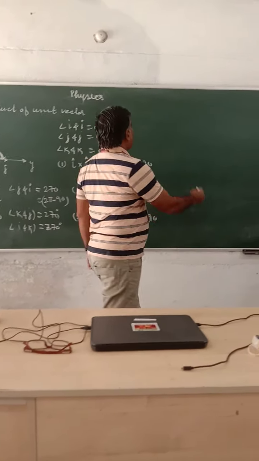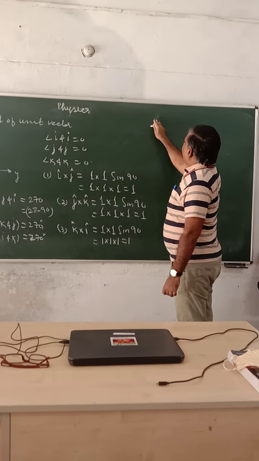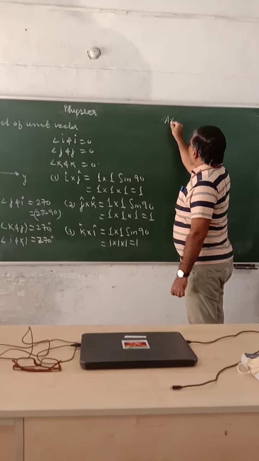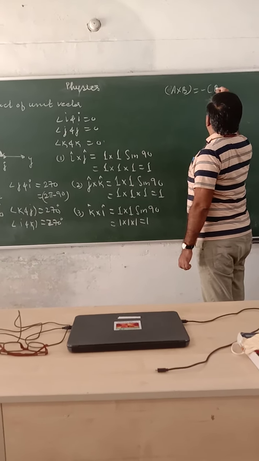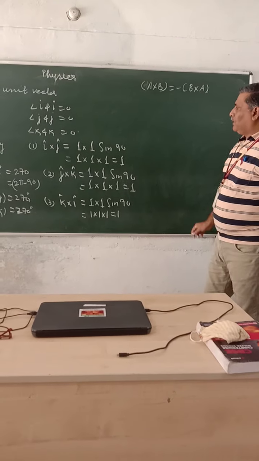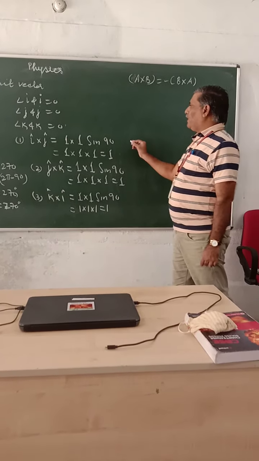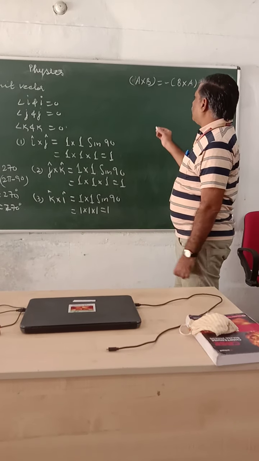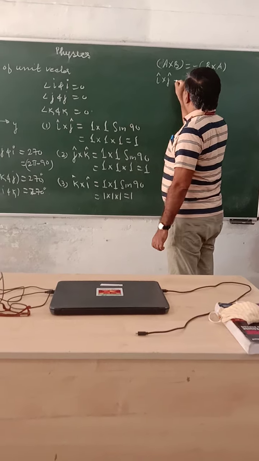Similarly, j cross i, we already know this one. Property we all know: A cross B is equal to minus B cross A. So these are magnitudes there. Now this became i cross j. Let us once again come back to i cross j. i cross j, its magnitude is 1.